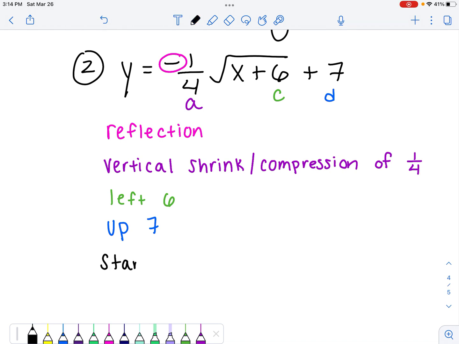The only transformations that affect the starting point are moving to the left or right or up or down. So again, we're going to think about starting at the origin (0, 0). If I start at the origin and go left 6, I land at -6 on the x-axis. And then if I go up 7, I land at +7 for the y-coordinate. So my starting point here is going to be (-6, 7).